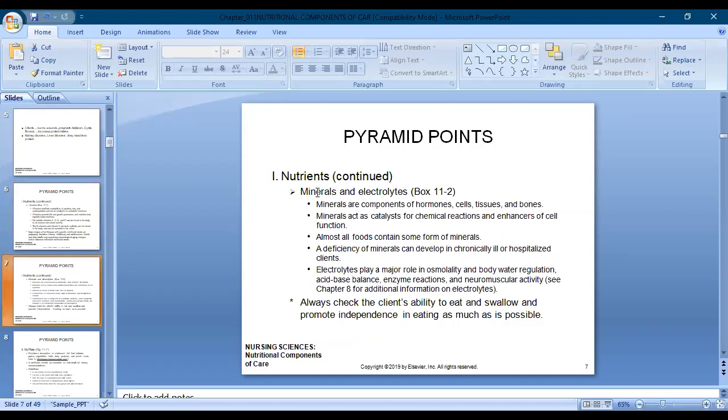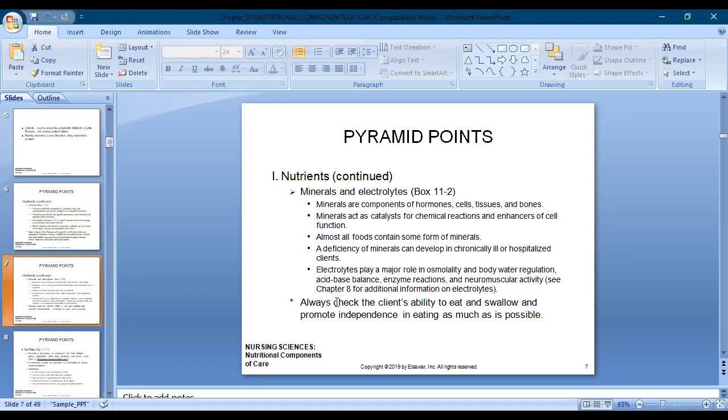So here also are minerals and electrolytes. Not only protein, fat, or carbohydrate, we need some minerals as well, right? Minerals are components of hormones, cells, tissues, and bones. Minerals act as catalysts for chemical reactions or enhance cell function. Also, almost all food contains some form of minerals. Minerals may be electrolytes. What is an electrolyte? Sodium, potassium, calcium, magnesium, like this. Electrolytes play a major role in osmolality and body water regulation, and acid-base balance.